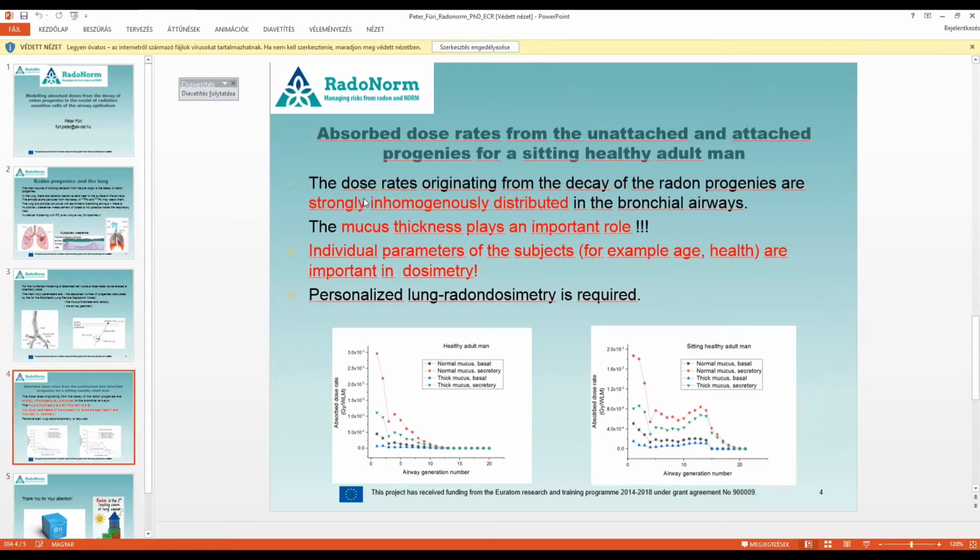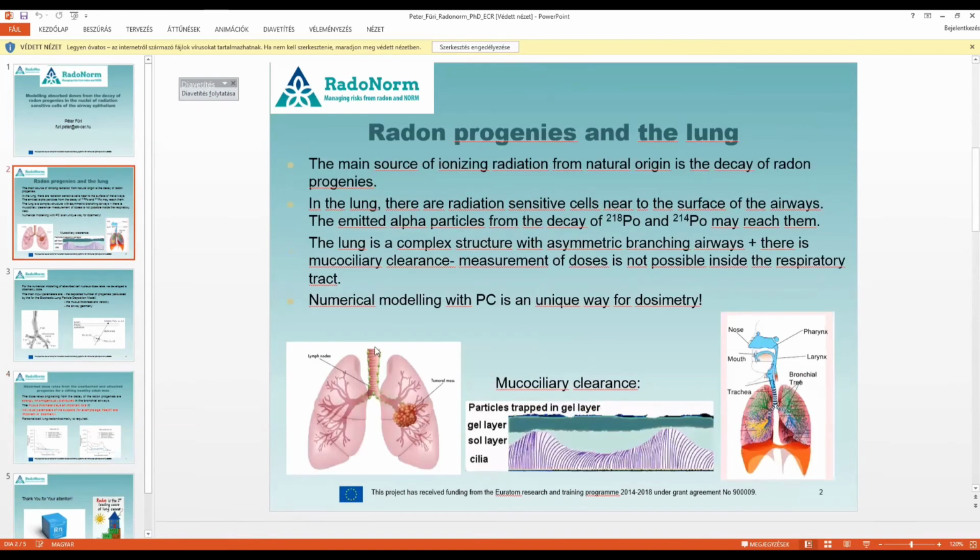The doses are strongly inhomogeneously distributed in the bronchial airways. So radiation protection now uses the human respiratory tract model of the ICRP, and it has only a big bronchial, a small bronchial, an acinar, and an extrathoracic region. So only four regions. And because the doses are quite inhomogeneous in the airways, I think it's not good to do calculations with such a coarse distribution. So I'm doing airway generation number related calculations, and one airway generation number is one bifurcation, as you can see. So one mother tube and two daughter tubes.